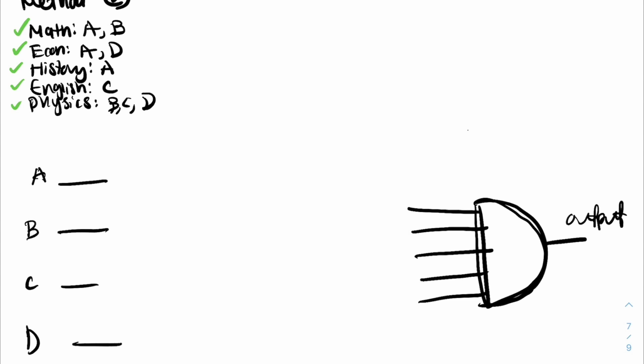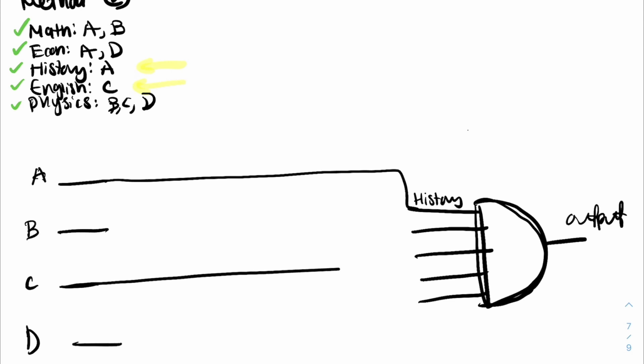So we need to look at which student is good at which subjects, because each of those 5 input wires into the AND gate represents a subject. A very easy case here is with history and English, where there's only one student who's proficient at each. For example, with history, if we have this wire represent history, only student A is proficient at history. And similarly with English, only student C, Chris, is good at English. So the 2 wires that feed into the AND gate, which represent history and English, will just be the direct inputs from A and C respectively.